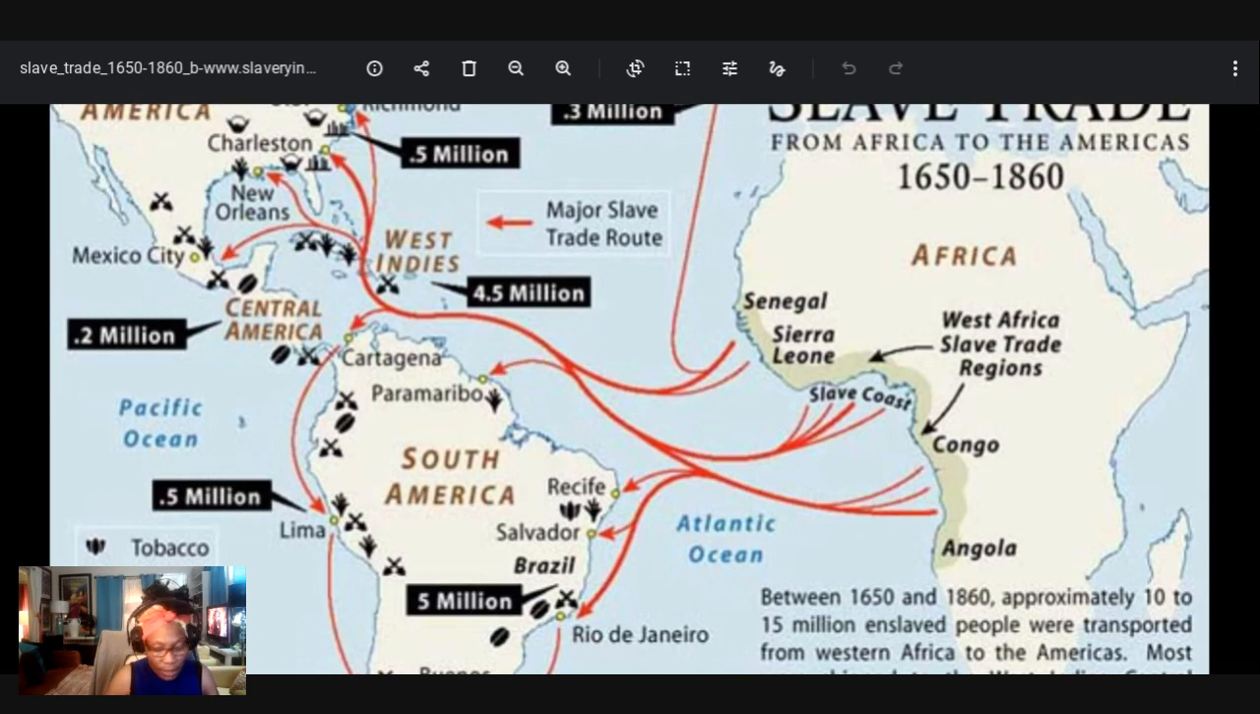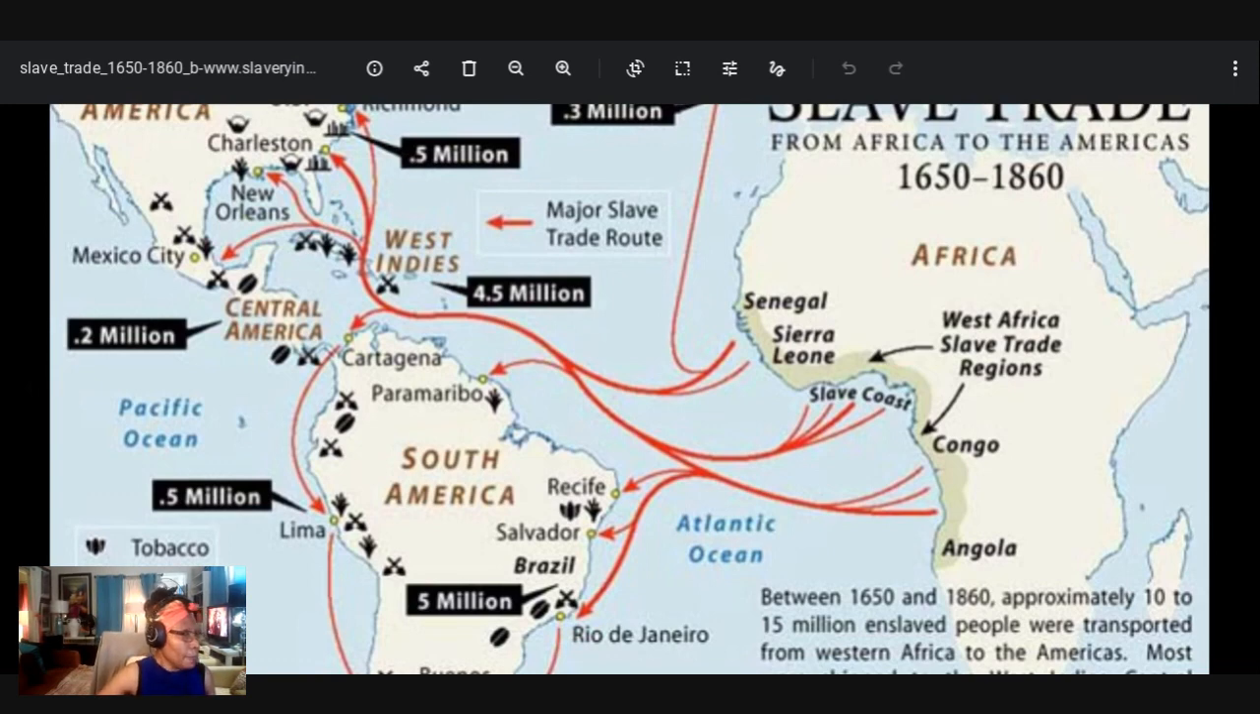So then I'm gonna read this book. This was West Africa, specifically West Africa, that they went to. And West Africa consists of nations or countries or tribes.